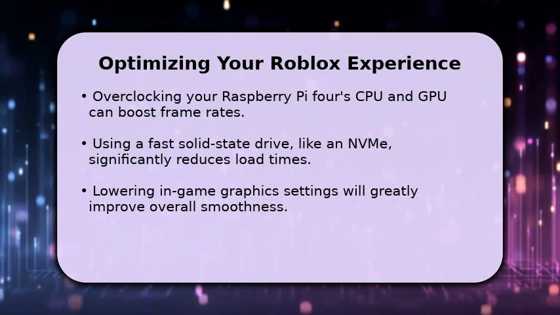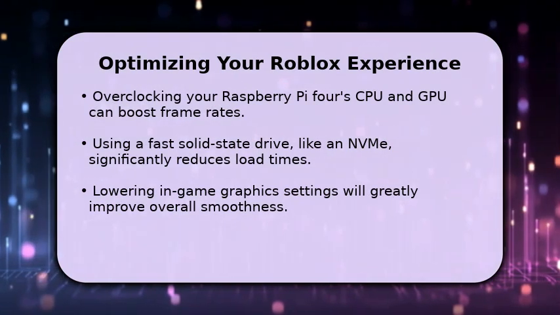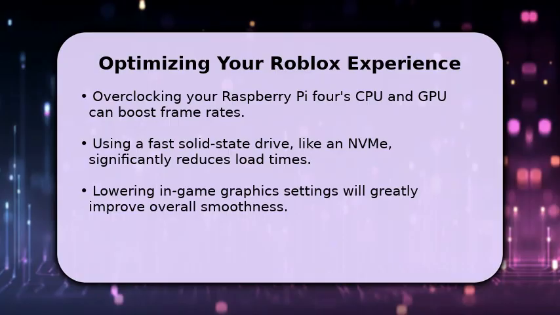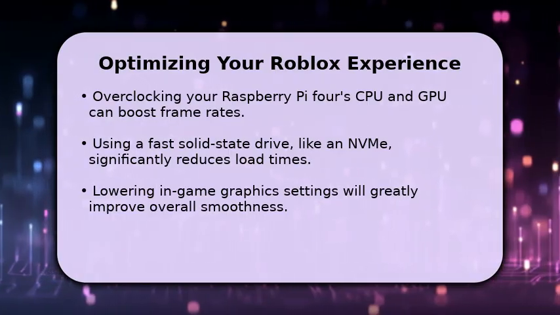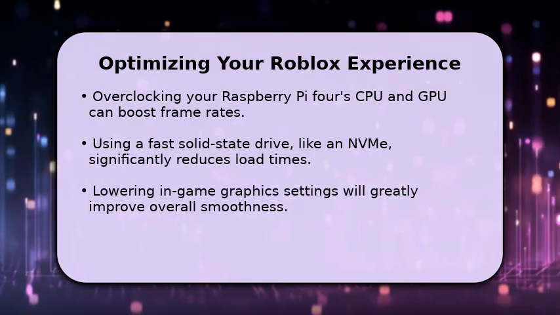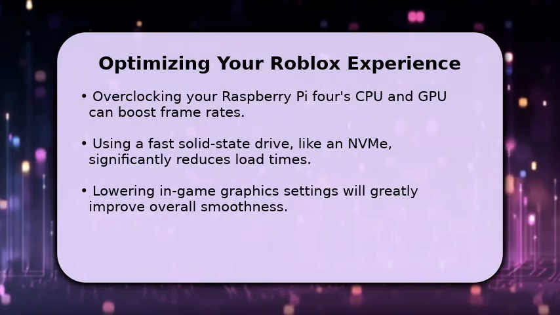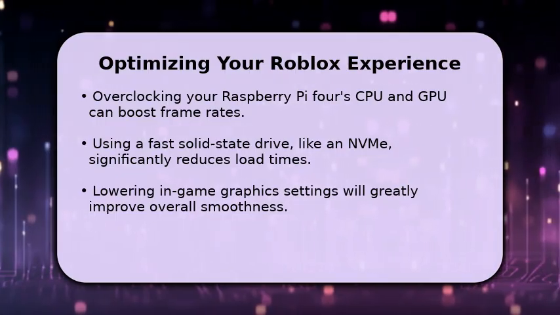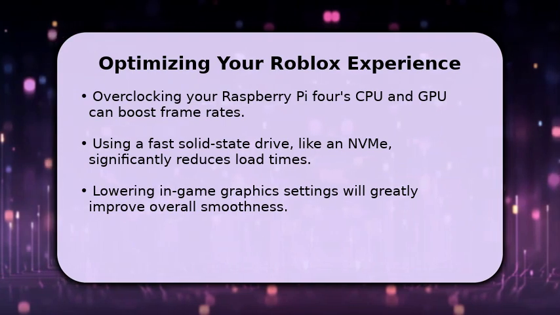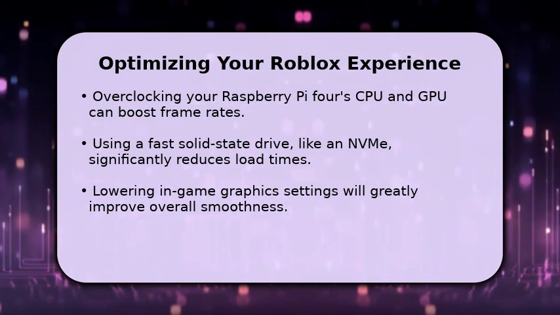To get the best possible Roblox experience, consider a few optimization tips. Overclocking your Raspberry Pi 4's processor and graphics unit can provide a noticeable performance increase. Using a fast storage solution, such as an NVMe drive, will drastically cut down on loading times. Lastly, always reduce the in-game graphics settings to their lowest options for the smoothest possible gameplay.